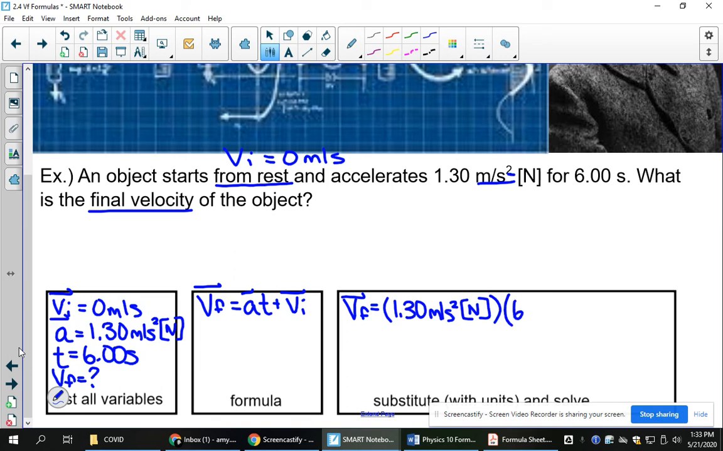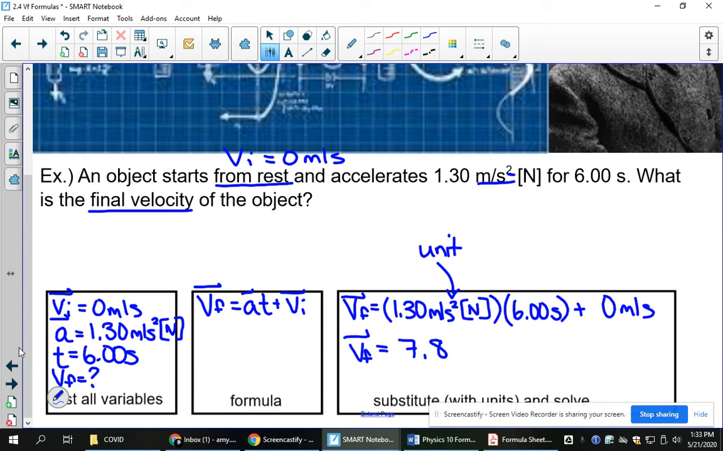Time, 6 seconds, plus initial speed of 0. So really, all I have to put in my calculator here is 1.3 times 6, but we write our work properly in physics with all of the sig digs and the units. Remember that this squared is a unit, not something that you put in your calculator. If you do that calculation, you'll get the number 7.8 on your calculator screen.